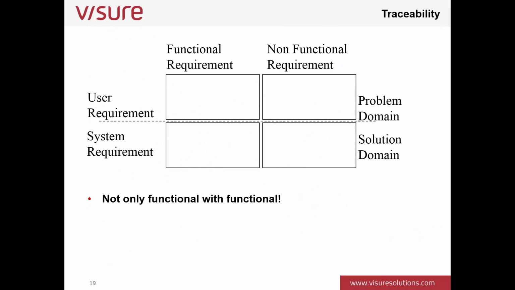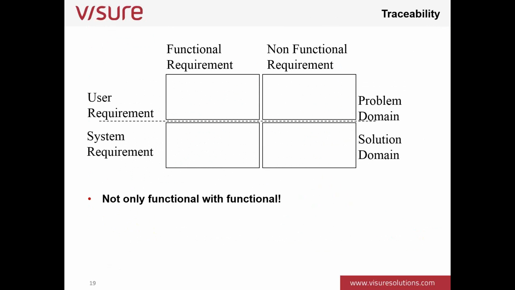Regarding traceability, we have mentioned user and system requirements, and functional and non-functional requirements. So we can have user requirements that are functional and user requirements that are non-functional, and in the same way, system requirements that are functional and system requirements that are non-functional. How are they going to be traced together? Not only the functional in the user requirements with the functional in the system, and the non-functional in the user with the non-functional in the system. In fact, a non-functional user requirement can end up being resolved by a functional requirement in the system requirement domain.